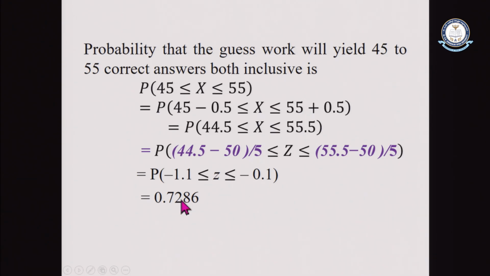The range of the distribution is like this. So then what is the chance here? The chance is about 72%. The probability that guesswork will yield 45 to 55 correct answers, both inclusive, is 0.7286. If we convert it into a percentage, it becomes 72.86.